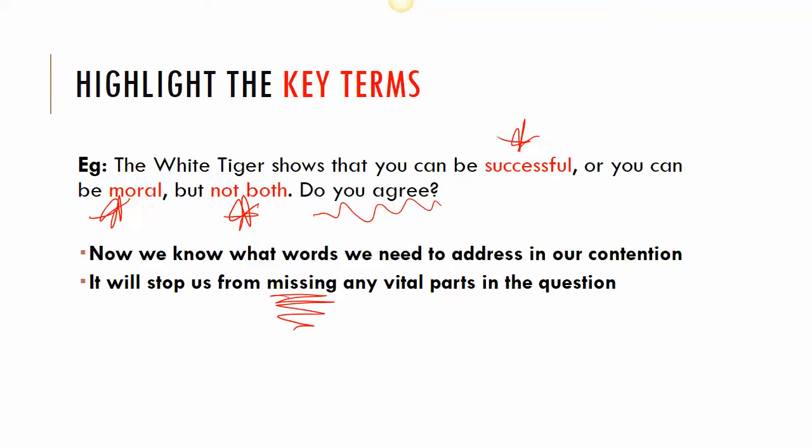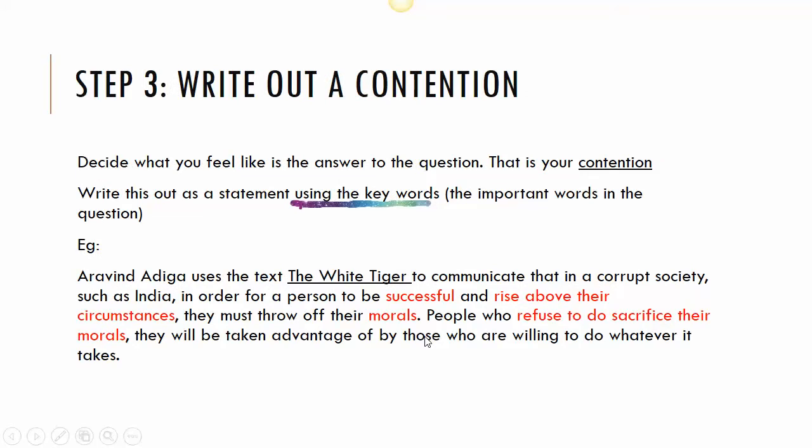It really downgrades your mark because it shows that you haven't really understood. Okay, so once I've highlighted key terms, I move on and I start writing out my contention. Here is where I decide what I feel is the answer to the question, and that makes it your contention. And then what you want to do is write this statement out using the keywords, okay? Now, the reason we use the keywords is to make sure that we've addressed all of the question in our contention. So, here's my contention.